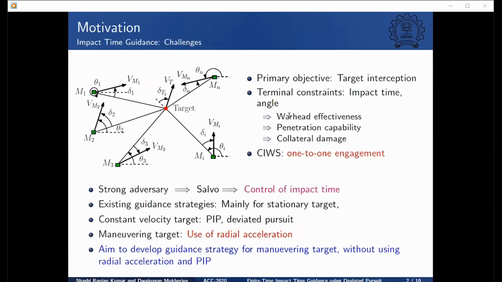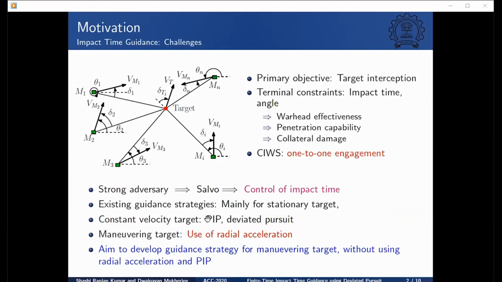So why is this particular work important? The primary objective of this guidance scheme, as with any guidance scheme, is to intercept the target. But in addition to that, we also want to impose an impact time constraint. Why is this impact time constraint important? Because often you might be required to take down a much more powerful adversary using multiple smaller interceptors. So simultaneous interception is very important in such cases, which is called a salvo, and therefore we require a tight control over the impact time.